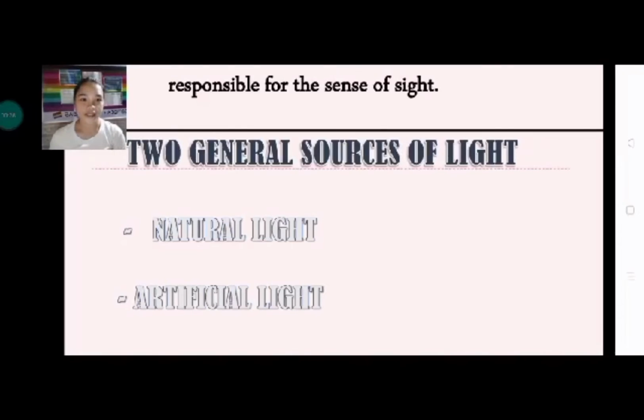Natural light is generated naturally, and the common sources of light are the sun, moon, and stars. The second is artificial light. Artificial light is generated by light sources and usually contains some UV.